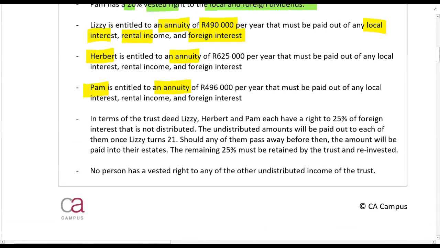In terms of the trust deed, Lizzie, Herbert, Pam each have a right to 25% of the foreign interest that is not distributed. The undistributed amounts will be paid out to each of them once Lizzie turns 21. Should any of them pass away before then, the amount will be paid into their estate. So that means they have a vested right to it. The remaining 25% must be retained by the trust and reinvested.